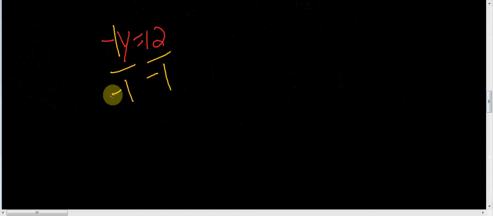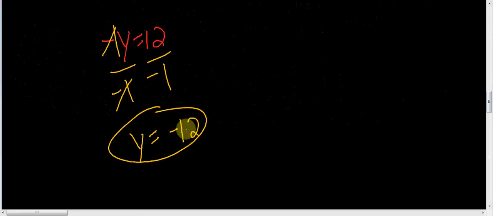Alright, let's solve two more of these equations then. So we have negative y is equal to 12. In this case, we want to realize that there's actually a negative 1 in front of that y. So when I divide both sides, I'm going to divide both sides by negative 1. Negative 1 divided by negative 1, those cancel out, and I'm left with y equals 12 divided by negative 1, is negative 12.